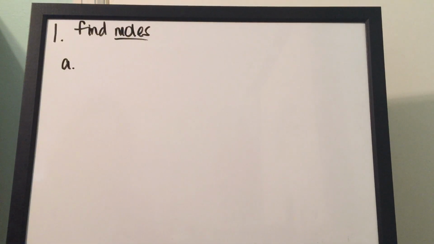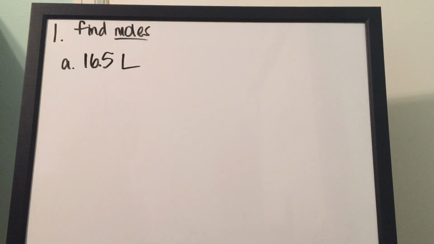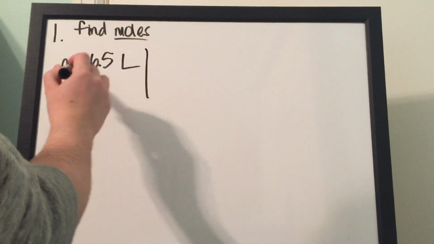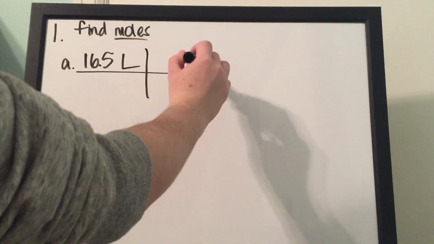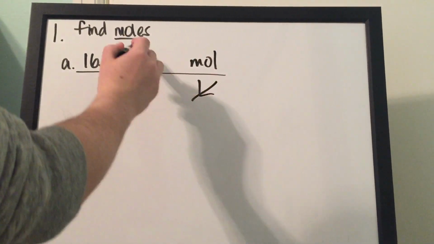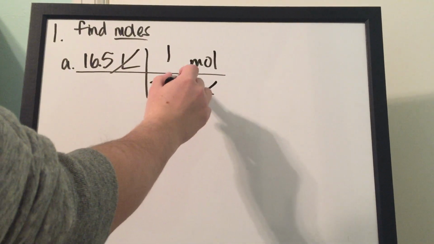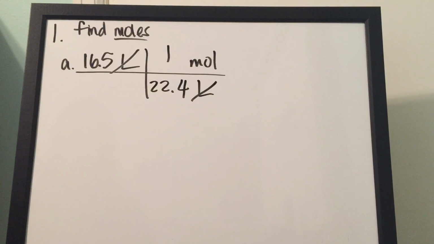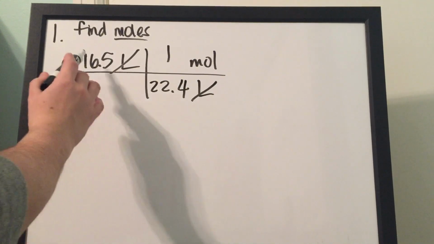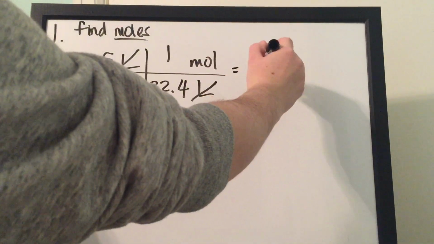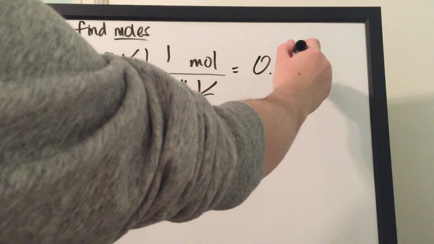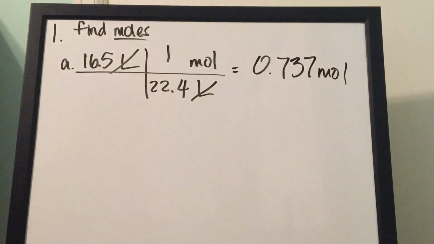All right, so in A, they give me 16.5 liters of CO2. So again, it's helpful for you to use the roadmap. You might not need it at this point, but we're in volume, going to moles. We're going to use this molar volume idea. Liters will cancel. Moles on the top. 1 mole, 22.4 liters. Do my division. And to 3 sig figs, 0.737 moles would be my answer.